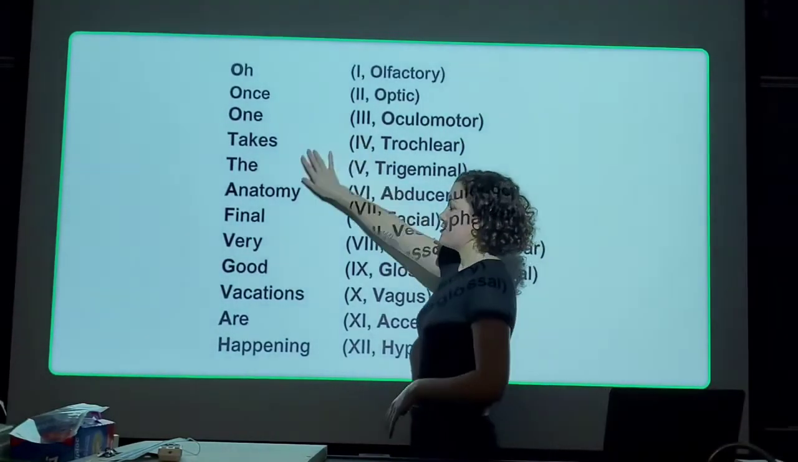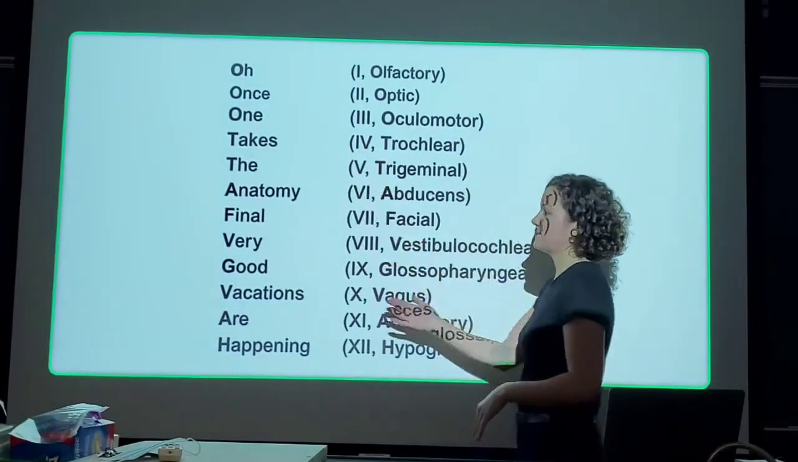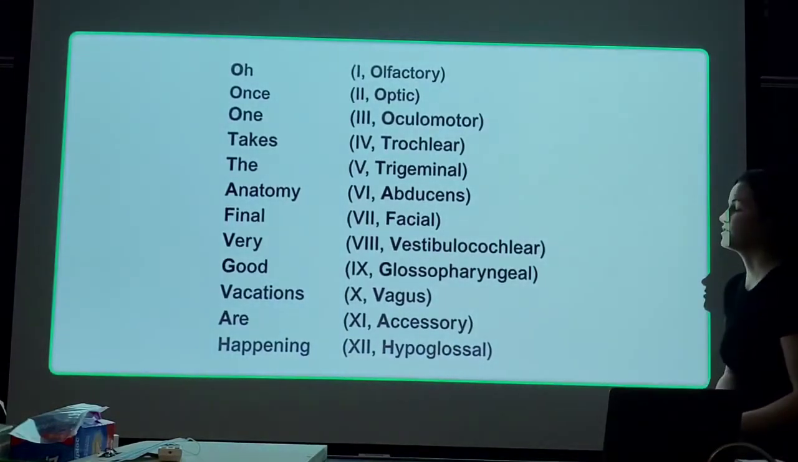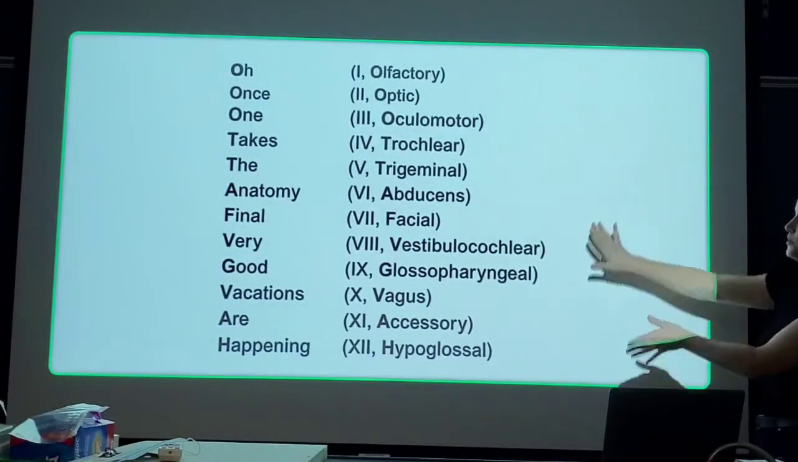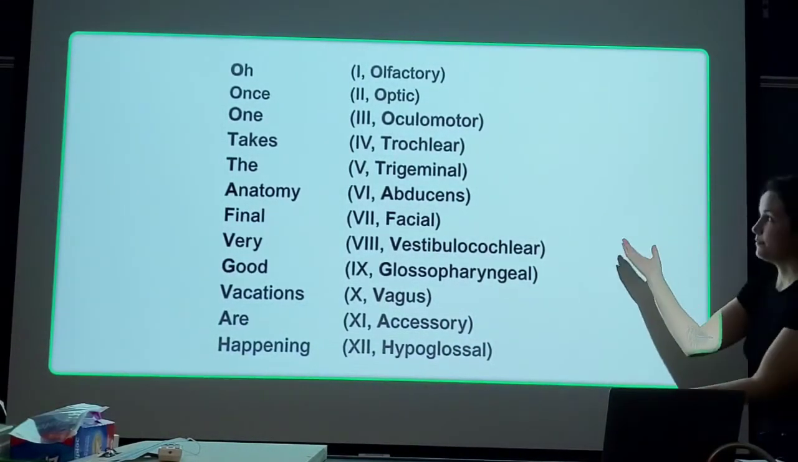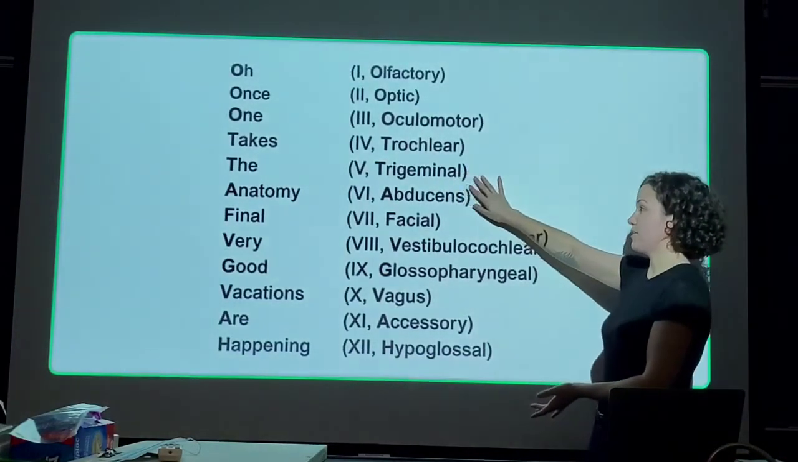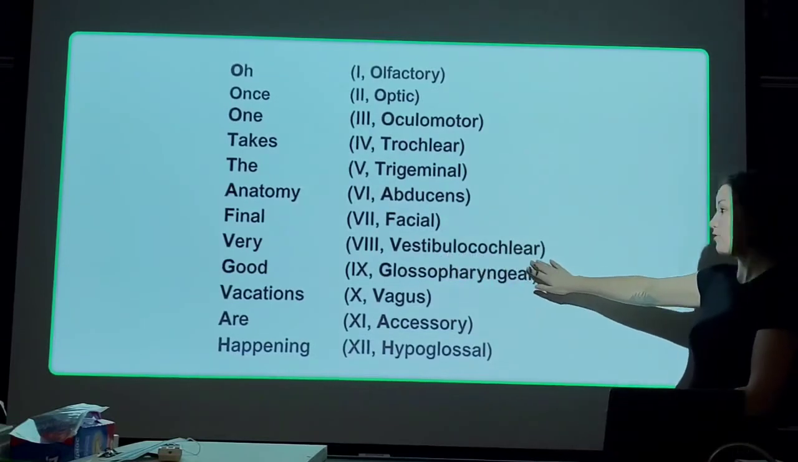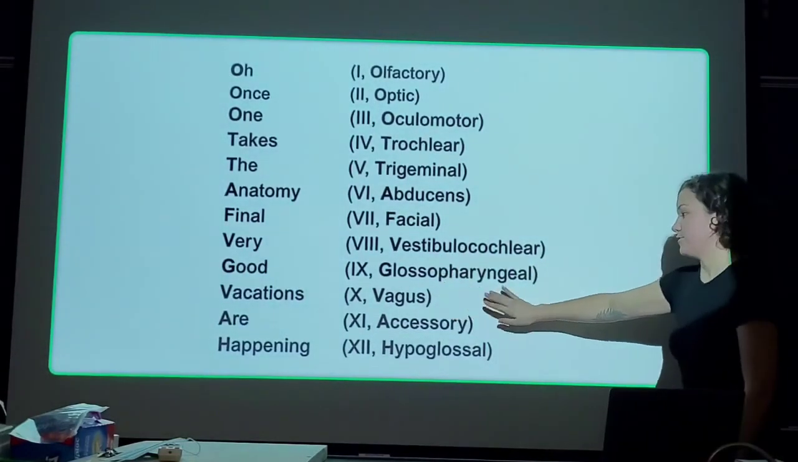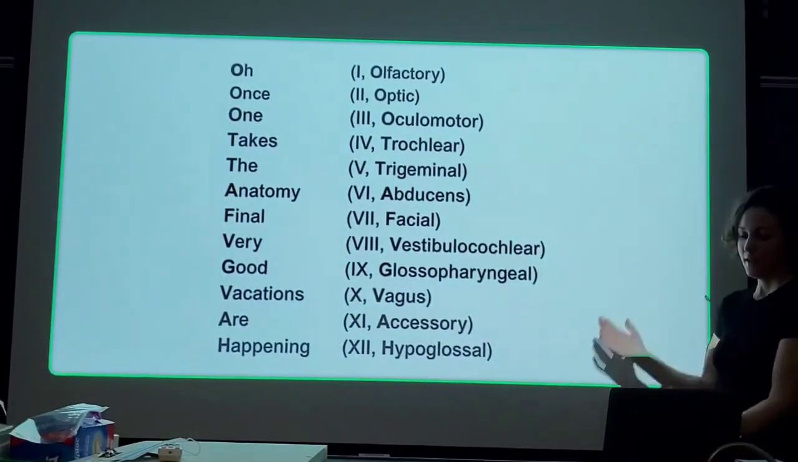We do have a nice mnemonic. Once one takes the anatomy final, very good vacations are happening to help you keep olfactory, optic, oculomotor, trochlear, trigeminal, abducens, facial, vestibulocochlear, glossopharyngeal, vagus, accessory, and hypoglossal in order.